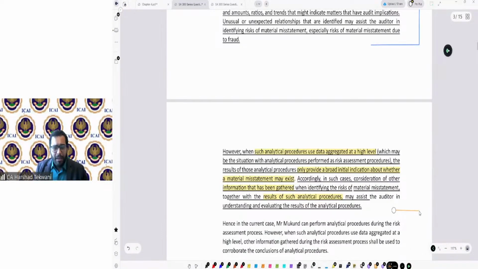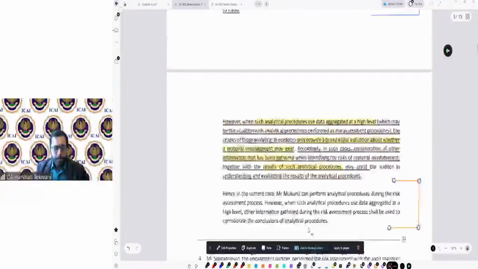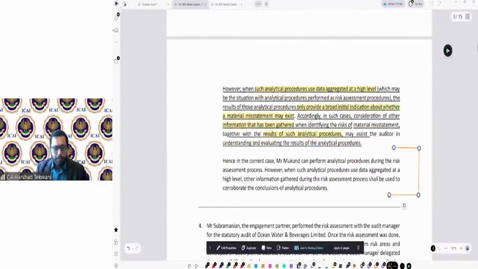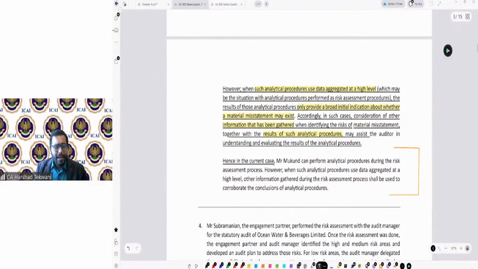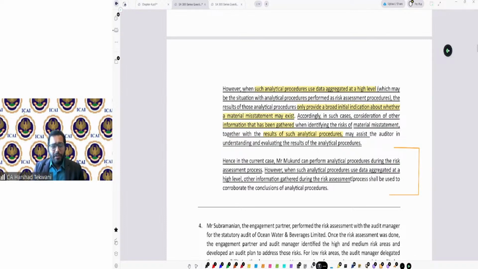So I am comparing the provision with the current scenario and I'm concluding over here. That is, hence in the current case, Mr. Mukund can perform analytical procedures during risk assessment process. However, when such analytical procedures use data aggregated at a high level, other information gathered during the risk assessment process shall be used to corroborate the conclusions of the analytical procedures.